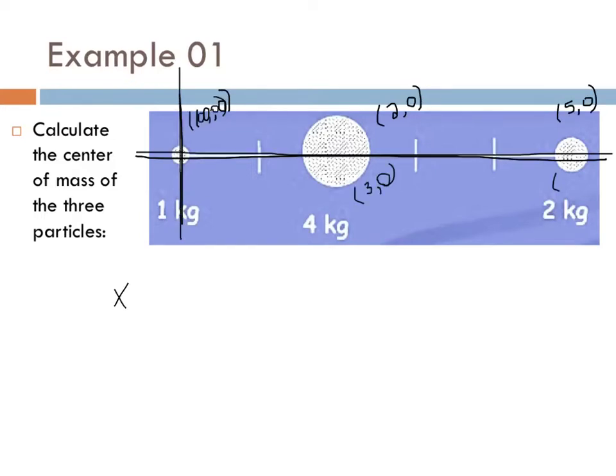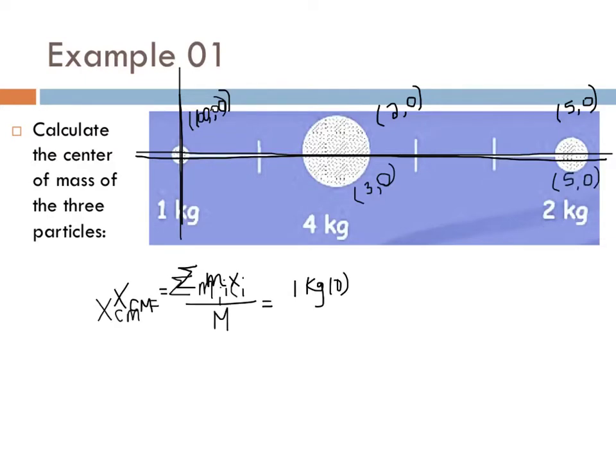Now, to calculate the total center of mass, we need the sum of the mass times its x position, all over total mass. So for the first object, my position was 0. For the second object, my position was 2. And for the third object, my position is 5. Even though the first object doesn't have a position in the x direction, it lies at 0, 0, we still consider it in our total mass.